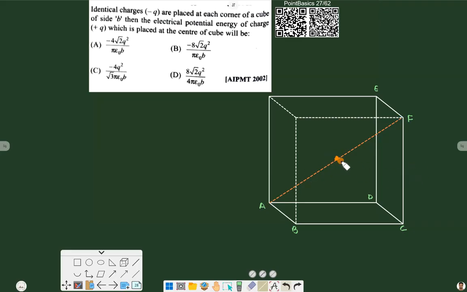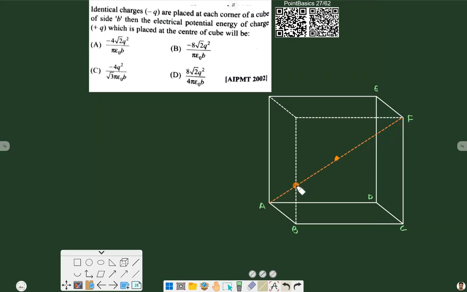This line passes through the center, so it also passes through the point where the positive charge is placed. Now if we can calculate the value of the diagonal AF, then we can divide it by 2 and find the distance of this positive charge from any of these corners. Now to find the value of AF, we have to create a right angle triangle, and for a right angle triangle we have the hypotenuse. If we want to find the length of AF, then we will have to create a right angle triangle.